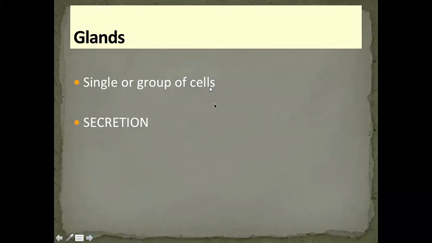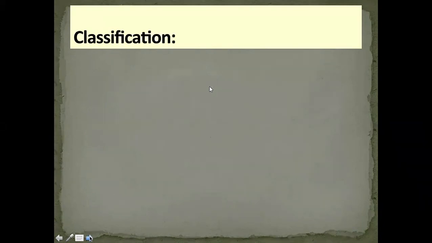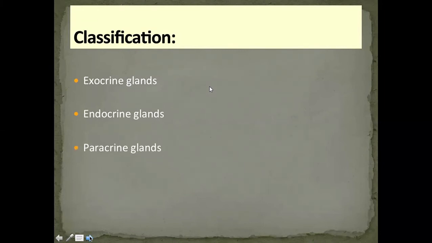So in the glands, may two parts, no? The secretory portion and the excretory portion. Secretory, pag nakaproduce na sila ng substance, kailangan mailabas nila yan through your excretory portion or part. Okay? So, we classify glands as exocrine, endocrine, and paracrine glands. Okay?